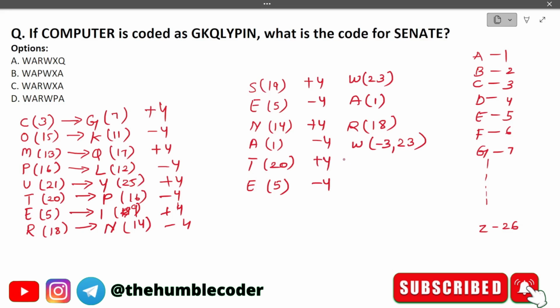Then T plus 4 is going to be X, which is at 24th position, and then E minus 4 is going to be A, which is at 1st position. Now we have got this as our final word.